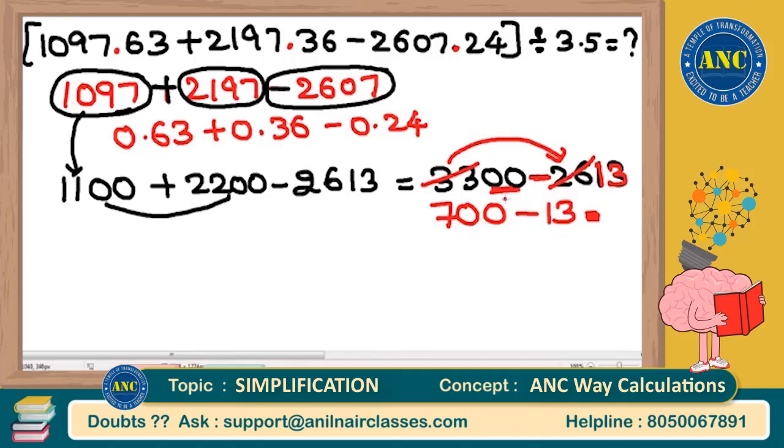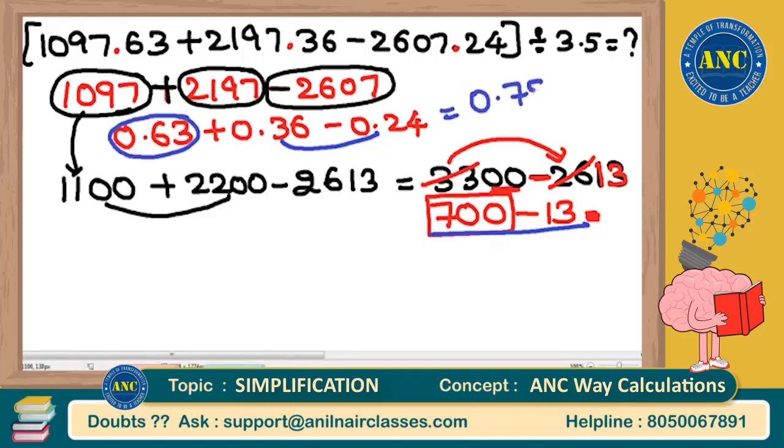Always try to get these beautiful numbers. We are actually interested in making the numbers look beautiful. Now keep this as it is. Decimal numbers: if I add 0.36 minus 0.24, it is 0.12. Plus 0.63, it is 0.75.